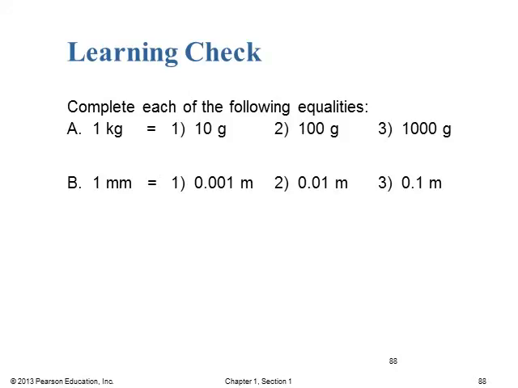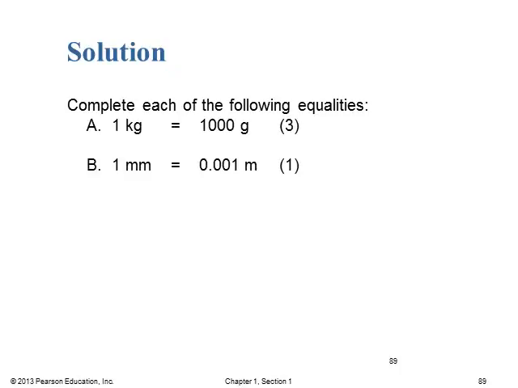All right, and this learning check, complete each of the following equalities. So in number 1, 1 kilogram. So we're going in the opposite way. We're trying to get to grams. So if you remember, we said that it takes 1,000 grams to equal 1 kilogram. So it's going to be choice 3, 1,000. And then 1 millimeter is equal to, so we're going in the opposite direction. So it's going to be a millimeter is 1/1000th of a meter. So 1/1000th is selection 1, 0.001. And there again, the solution.